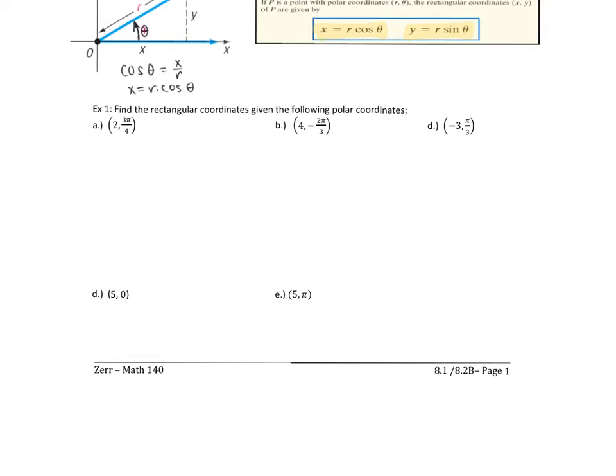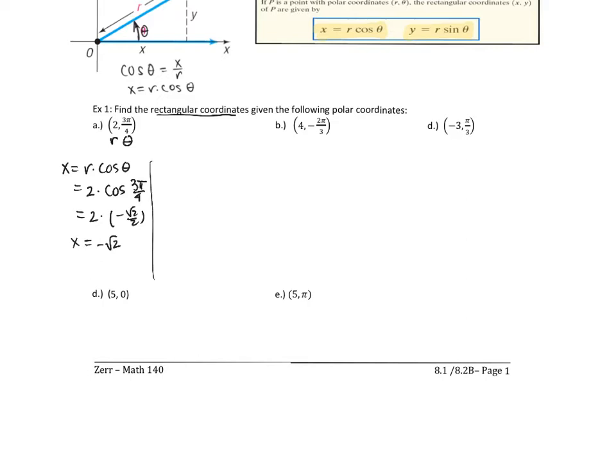Okay, so let's go ahead and get going on this one. We're supposed to find the rectangular coordinates. We're given an r and we're given a theta. Okay, so x equals r cosine theta. So we'll just plug what we know in there. r is 2, and we take cosine of theta, which is 3 pi over 4. And just using my unit circle, cosine of 3 pi over 4 is negative square root of 2 over 2, and so my x value is negative square root of 2.